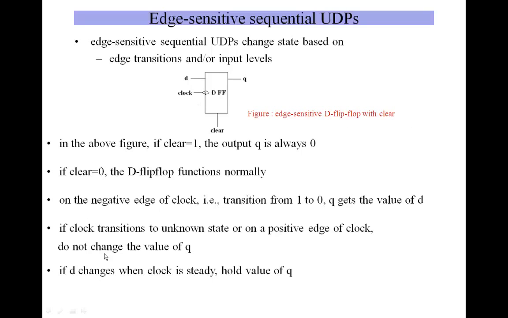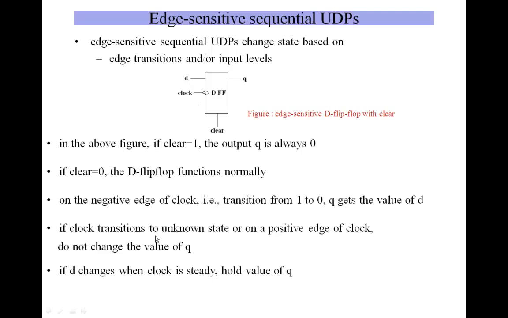This circuit behaves in this way. If clear is 1, the output Q is always 0, irrespective of clock, whatever, negative edge or positive edge. This is of course working for negative edge. Though negative edge is there, as long as clear is 1, the output Q will be 0. If clear is 0, the D flip-flop functions normally. That is, whenever the negative edge comes, this D is seen on Q. On the negative edge of clock, that is the transition from 1 to 0, Q gets the value of D.